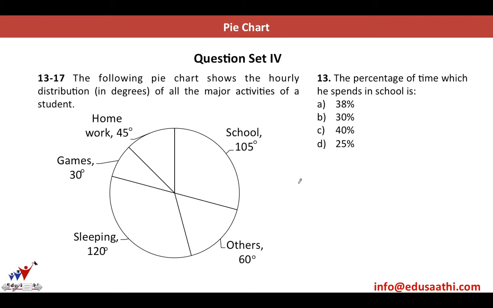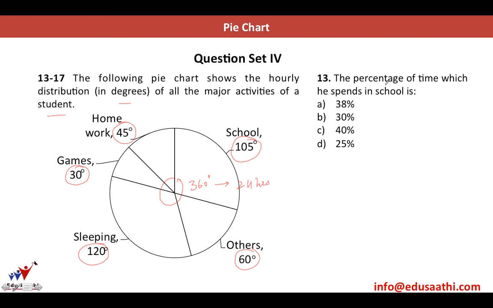Let's try out this last set on pie charts. The following pie chart shows the hourly distribution in degrees of all major activities of a student. So he stays home for 45 degrees. He plays games for 30 degrees out of 360. Sleeping is 120 degrees, others is 60 degrees, and school is 105 degrees. So this entire circle is 360 degrees, which is nothing but 24 hours of a day.